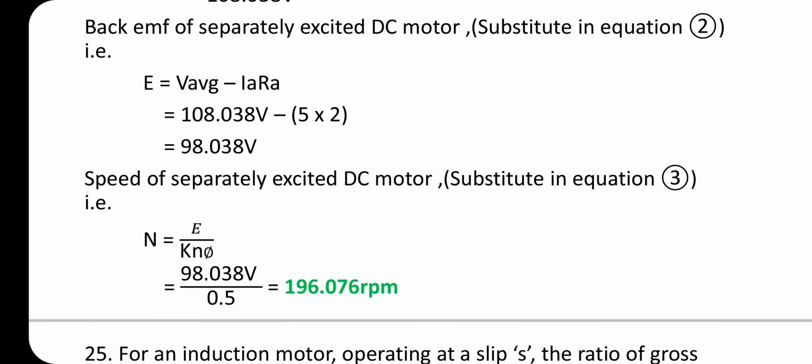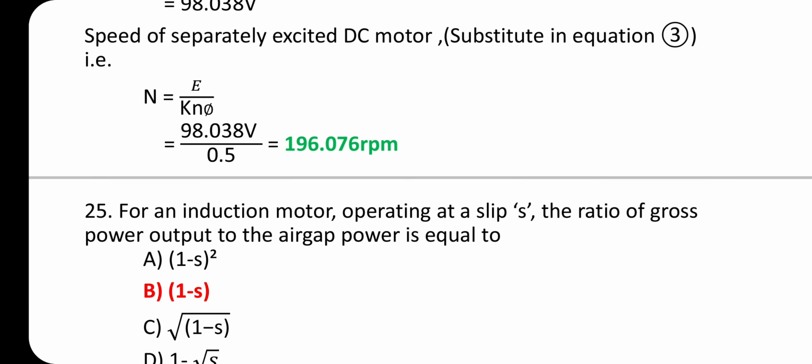Speed of the separately excited DC motor: substituting in equation 3, we get N equal to 196.076 RPM.